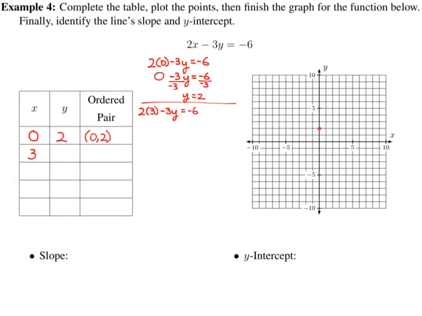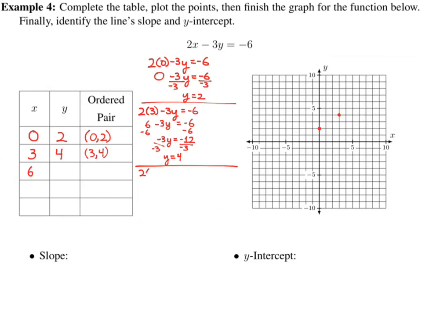2 times 3 minus 3y equals -6. That 2 times 3 is really 6. Need to subtract 6 from each side. So -3y equals -12. If you divide both sides by -3, y equals 4. So 3, 4. We can dot, indeed. Okay, next one.